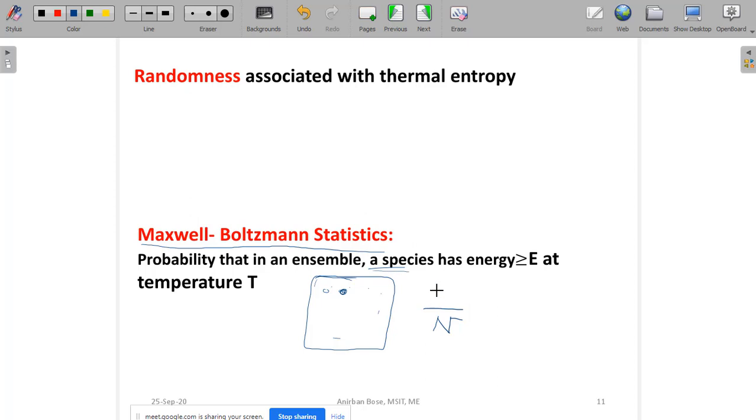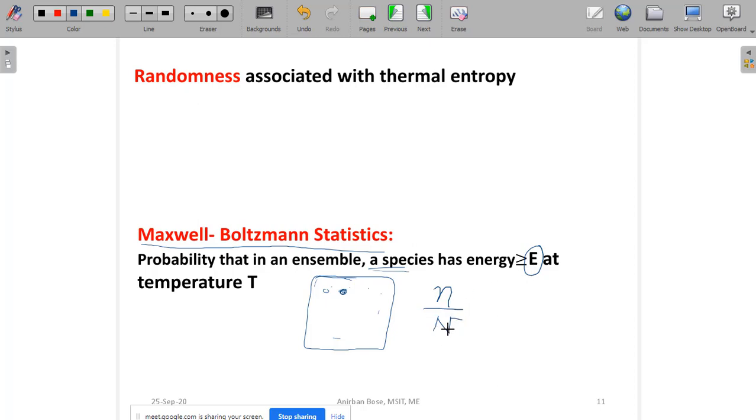And let us consider out of them there are N number of atoms, and small n number of atoms having energy more than a particular value, say E. Small n number of atoms having energy more than E. So the fraction of atoms having energy more than E is basically this n by capital N.